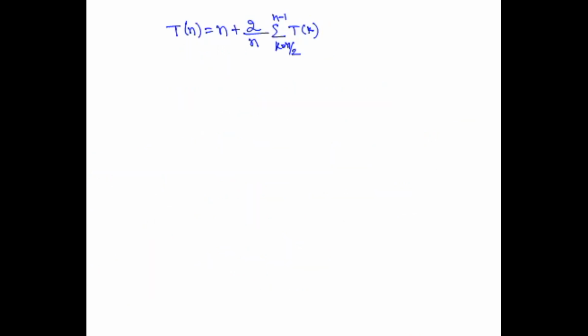So we are trying to solve the equation T of n is equal to n plus 2 by n summation T of k, where k is going from n by 2 to n minus 1.